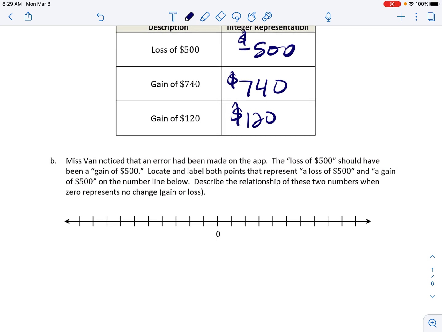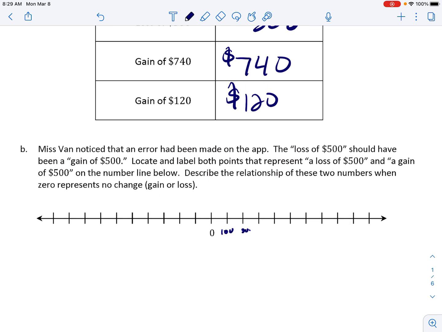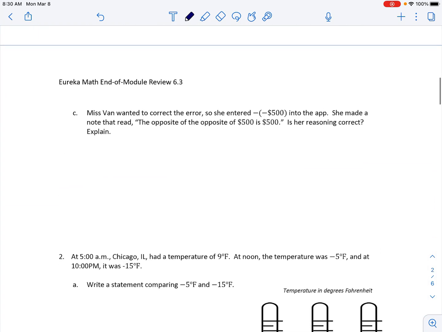So each tick mark I'm going to represent 100. Okay, so this is 100, 200, 300, 400, and 500. This is going to be negative 100, negative 200, negative 300, negative 400, negative 500. Okay. And now positive and negative. A loss of 500 is negative 500. A gain is positive 500. And the relationship between them is they are opposites. Okay. They are opposites. Let's go ahead and move on.